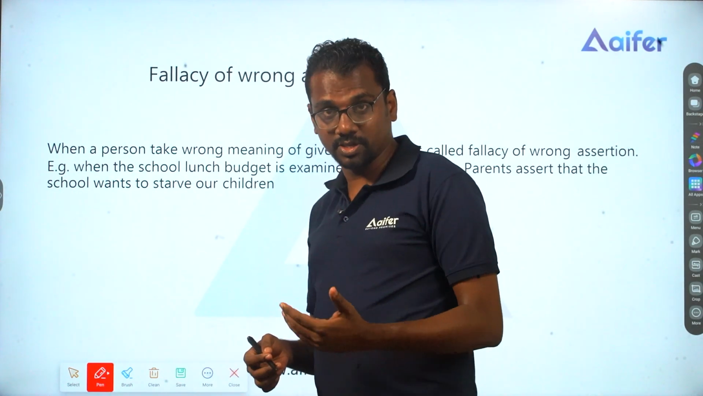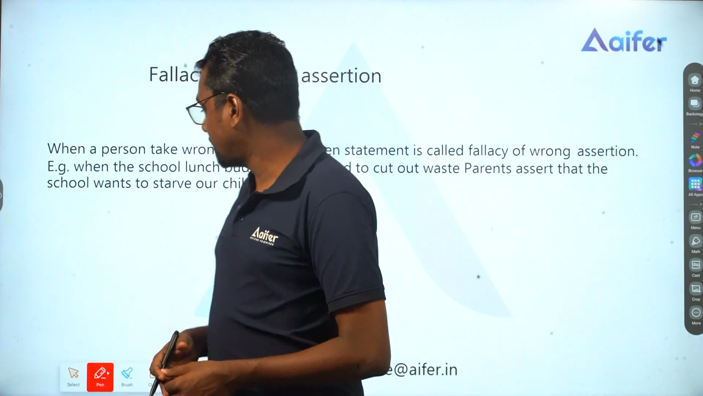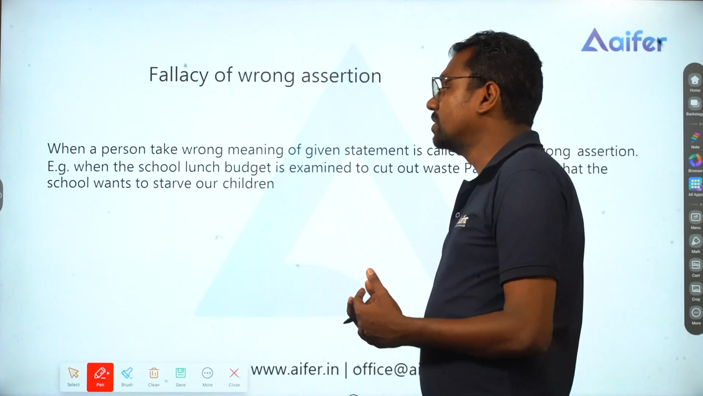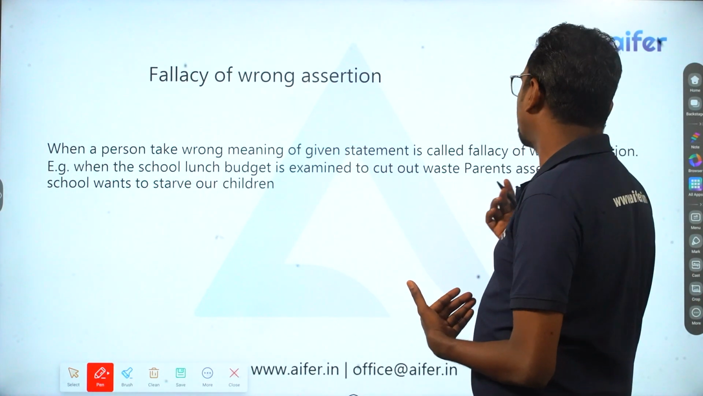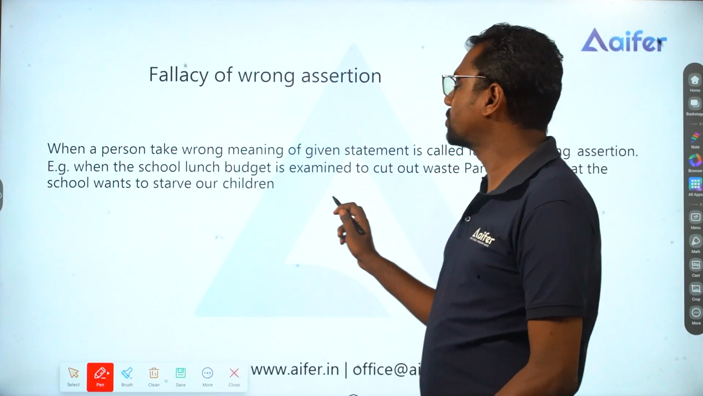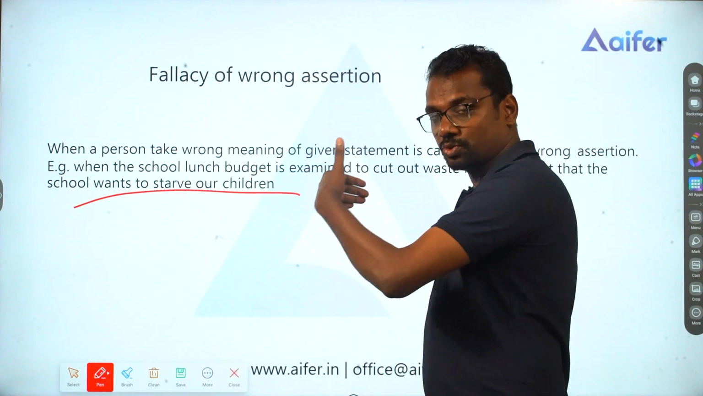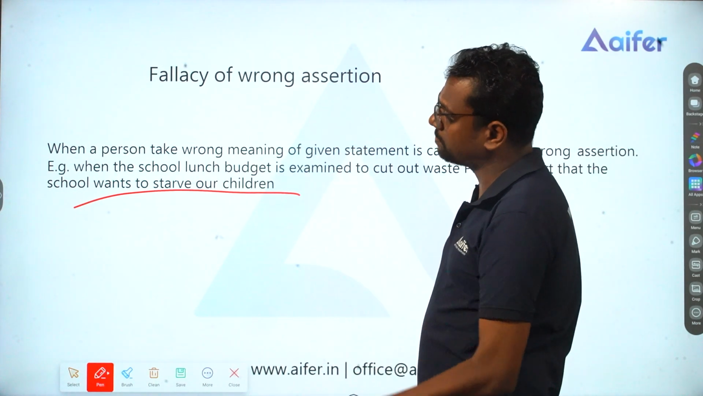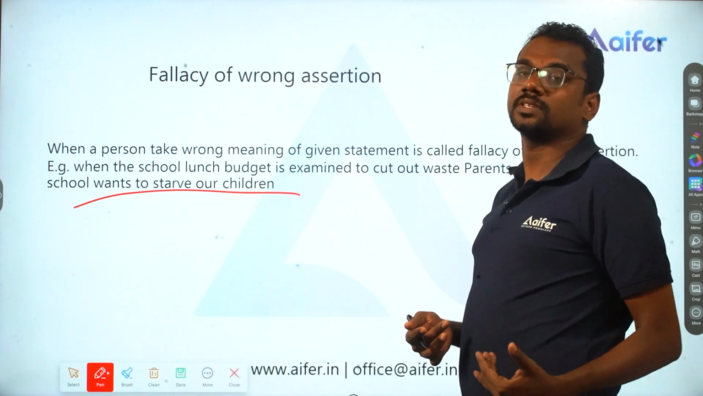Here the example is: in a school a lot of food is being wasted, and the school management decided to reduce the prepared food, or decided to reduce the lunch budget, and the parents believe that the school wants to starve their children. The intention was to reduce the wastage, but parents believe the school wants to starve their children.